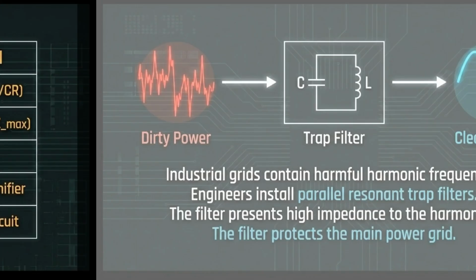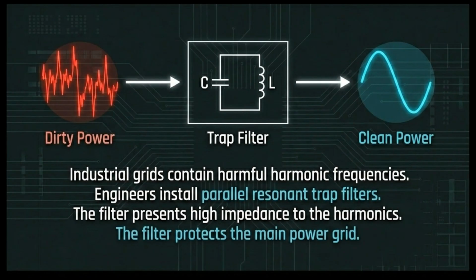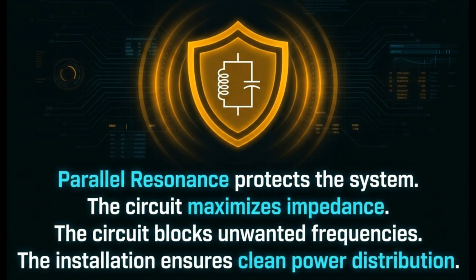primary applications. In industrial grids, parallel resonant trap filters are used to manage harmful harmonic frequencies. By presenting high impedance to these frequencies, the filter cleans the power and protects the grid. To summarize, parallel resonance is a critical tool for system protection. By maximizing impedance and blocking unwanted frequencies, it ensures reliable and clean power distribution.